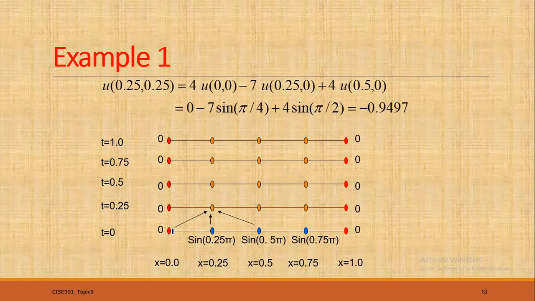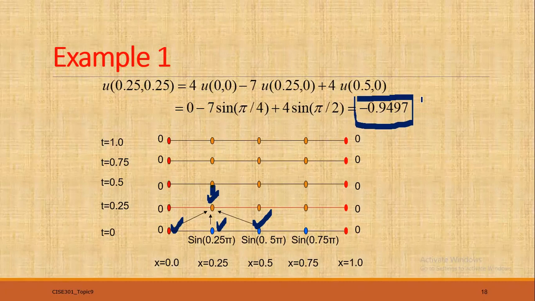Okay, so first we use 3 point, then we get this. So when x is 0.25, y is also 0.25. We input u00, but in programming we write u11, then u21, then u31, and we input all the values. We can get it manually also, because this is a very simple problem. We get this value negative.